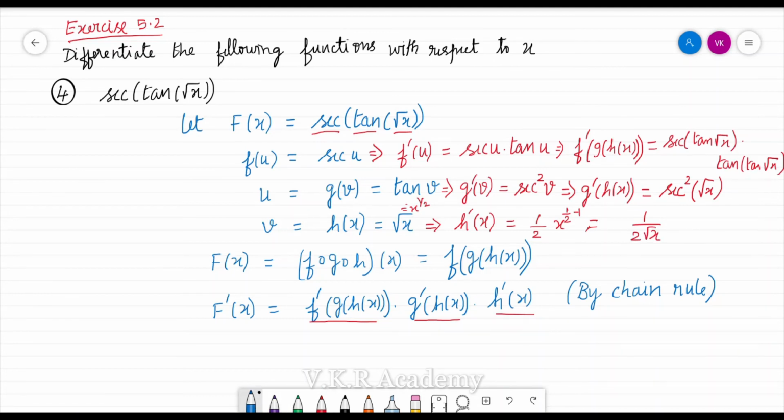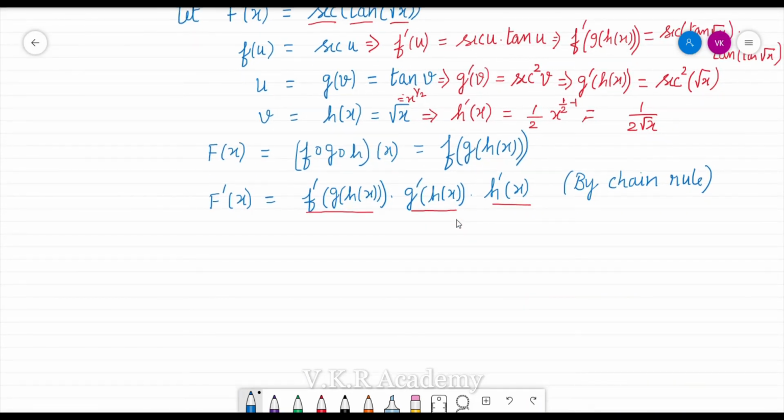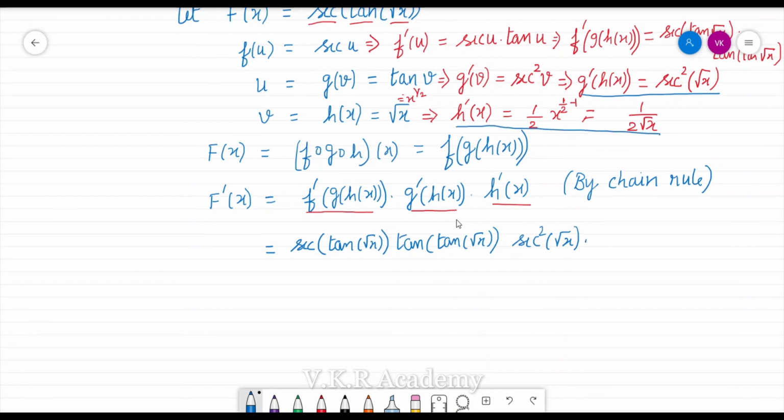So making these substitutions in the chain rule, we get f dash of g of h of x, that is secant of tan root x into tan of tan root x, then g dash of h of x, which is secant squared of root x, into h dash of x, which is 1 by 2 root x. So this is the derivative of the given function.